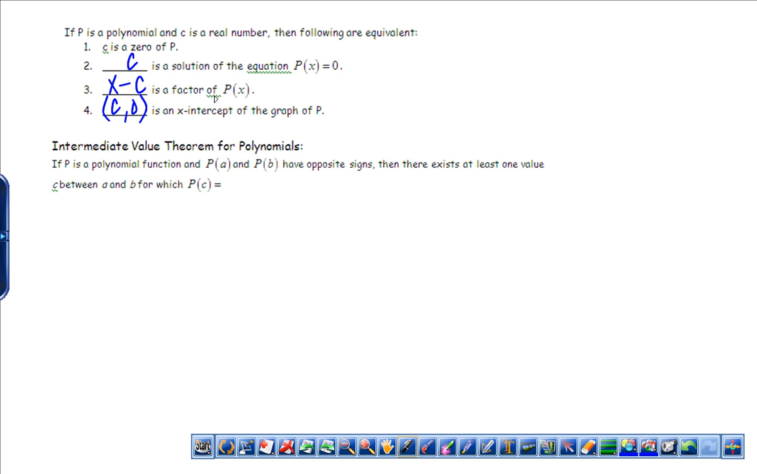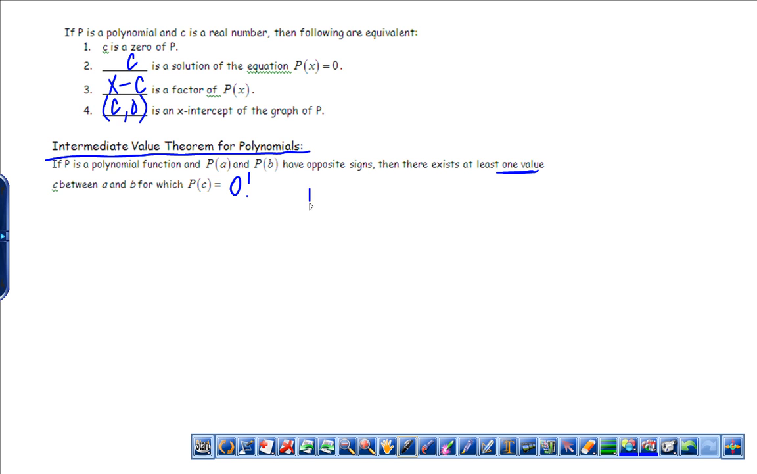All right. The intermediate value theorem for polynomials. So what is the intermediate value theorem? If p is a polynomial function, and p of a and p of b have opposite signs, then there exists at least one value, c, between a and b, for which p of c is equal to 0.